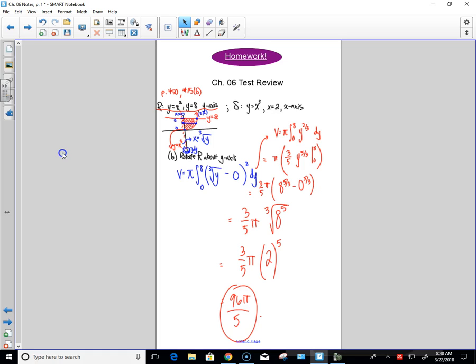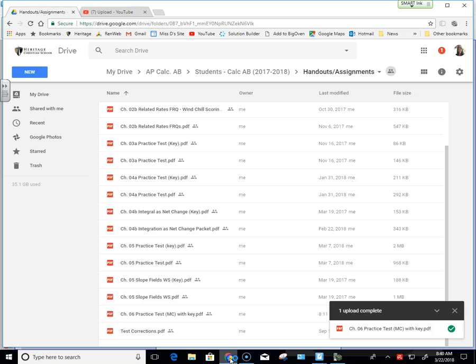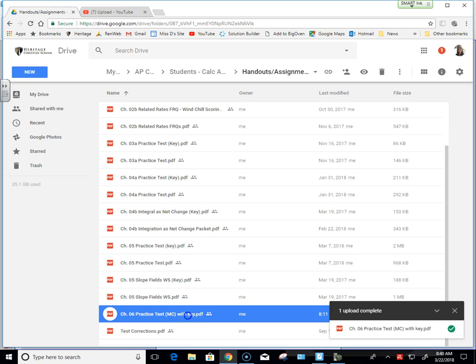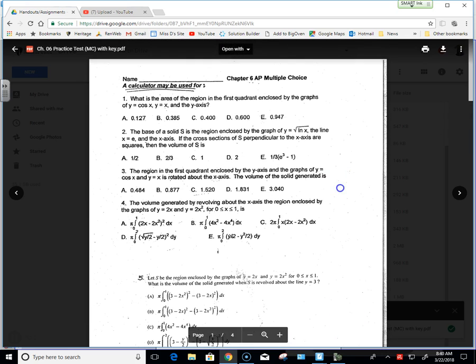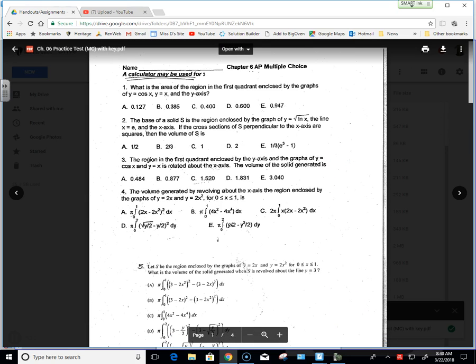All right, cool. You guys are working on the practice test. Let me go ahead and draw your attention somewhere. Some of you guys are wondering a few things. Number one, the practice test, it has multiple choice, but look on the very, very back page. Does it have anything else? It has one page of multiple choice. P.S. A calculator may be used for this page, right?